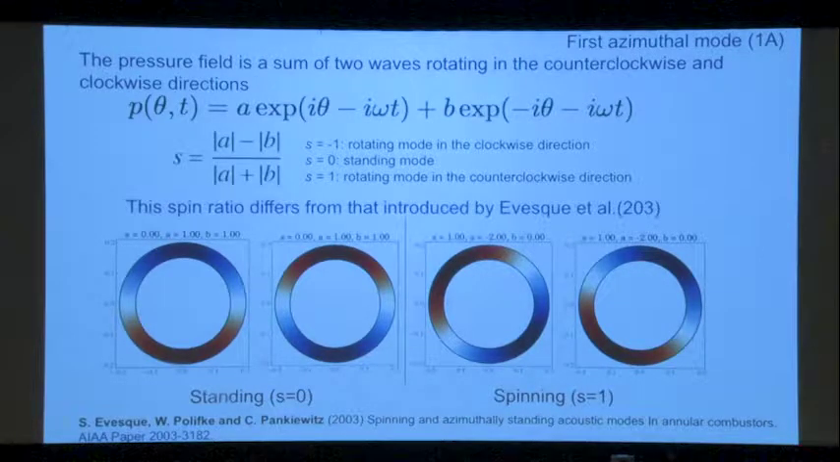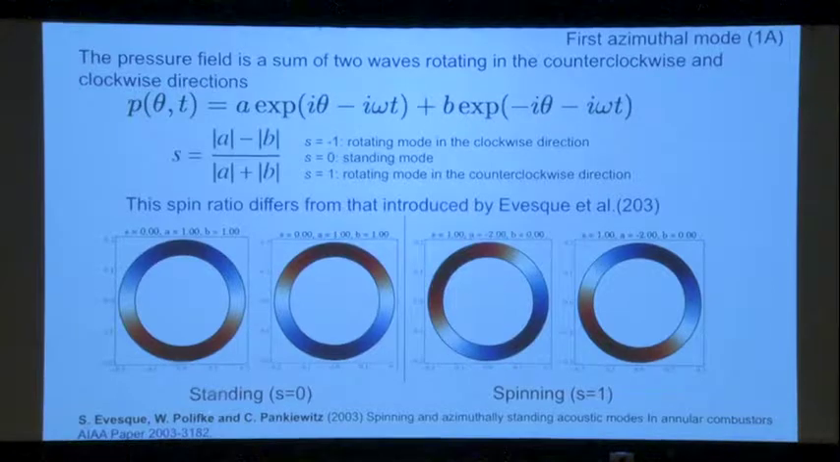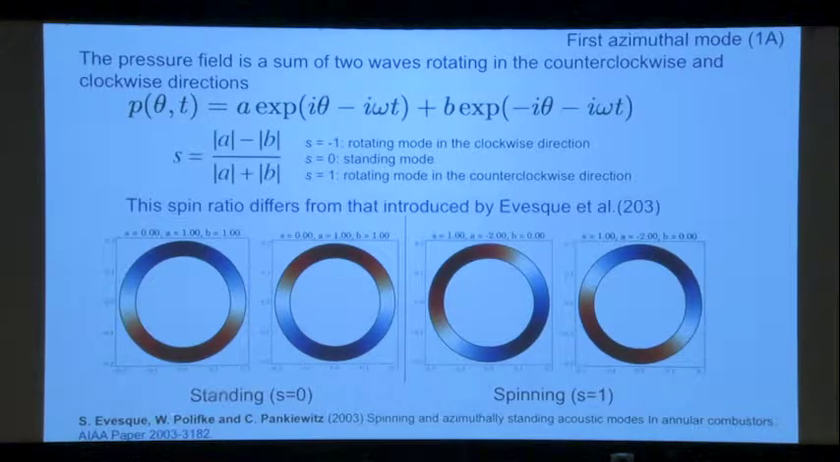Let's now look at the modes that we have, these azimuthal modes. If you have these 2 waves, it is very interesting to determine what we call a spin number. This concept was initially introduced by Stéphanie Évêque and Wolfgang Polifke. They just wanted to characterize the amount of spinning in such a situation. However, their definition is somewhat ambiguous. There is an ambiguity in using that definition. So this one is a better one, I think.